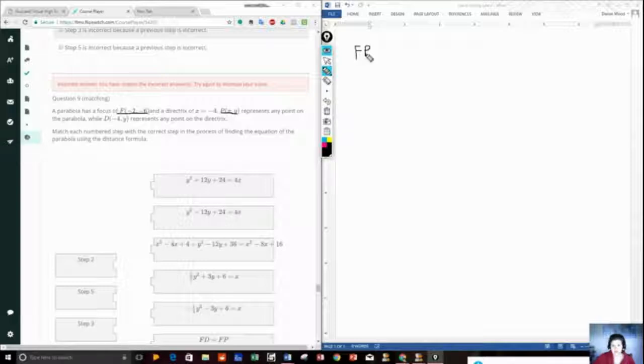So F is focus, P is parabola, and you're going to set that equal to the distance from the directrix point to the parabola point. So then you would find the distance from the directrix to the parabola as well. And step by step through those examples, you're going to find the distances from the focus to the parabola, and then the directrix to the parabola, which is what we did in question 10. So I hope you wrote those steps down and then just rework through those steps.